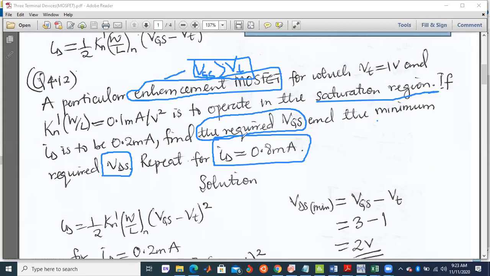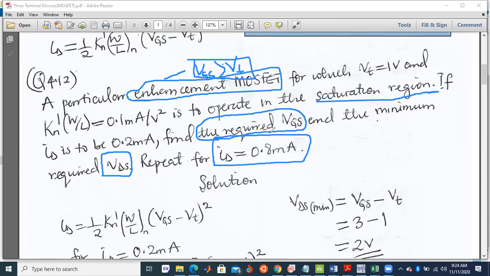Teacher, excuse me, but in the depletion region, is this the same? No. For a depletion mode MOSFET, you reverse it. Instead of VGS greater than this, it will be in the opposite direction. Clear? Yes, clear.